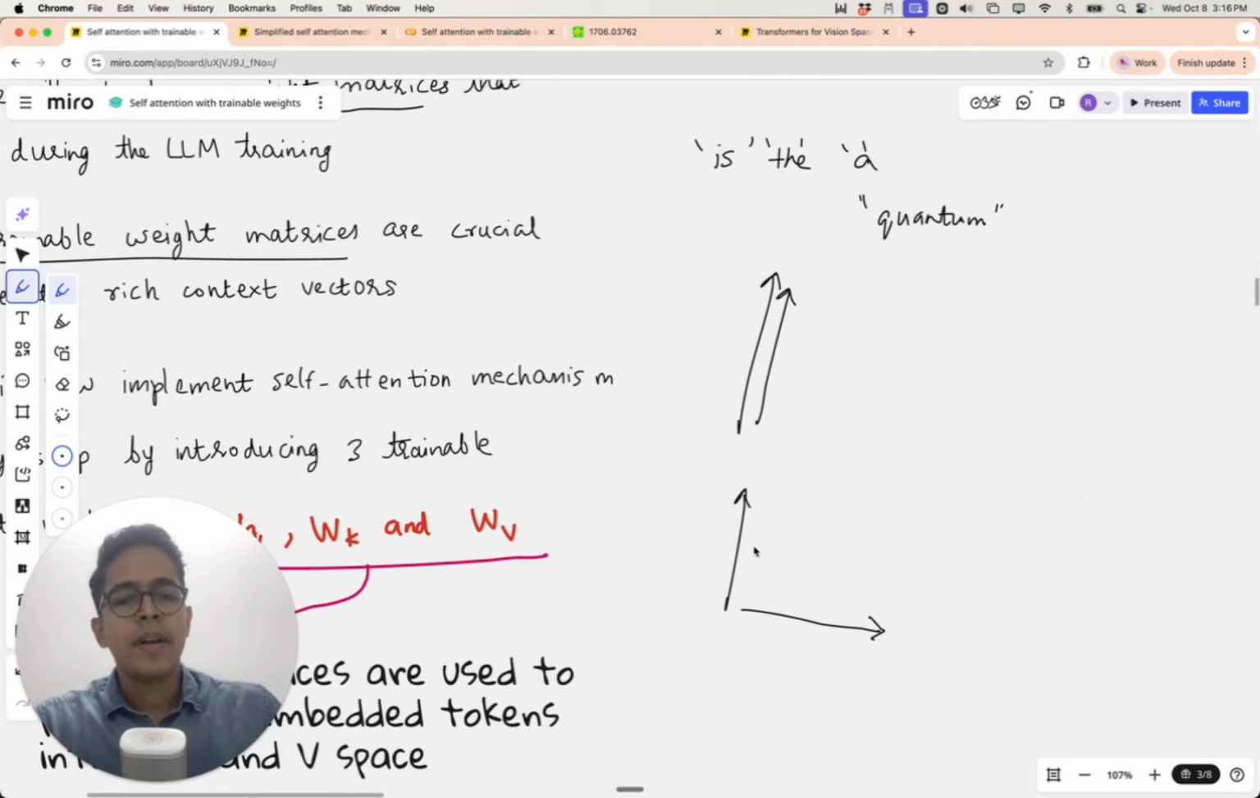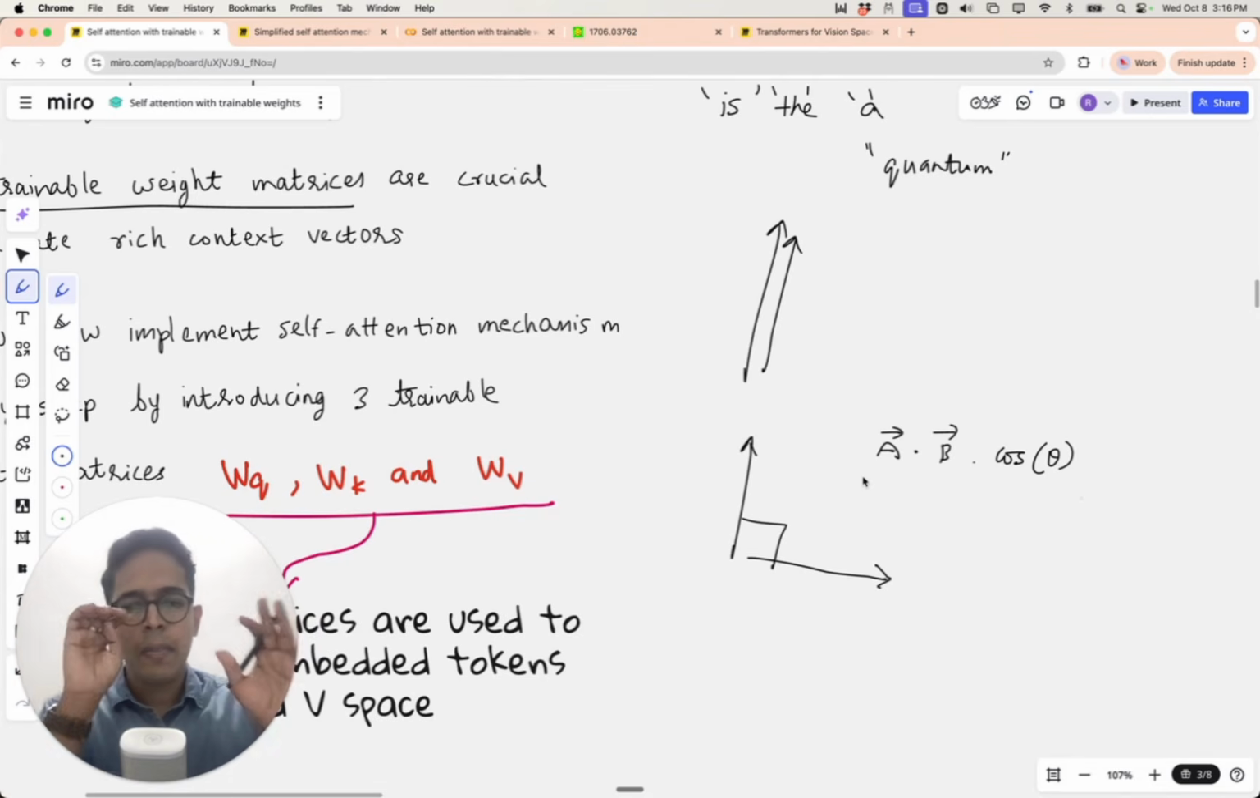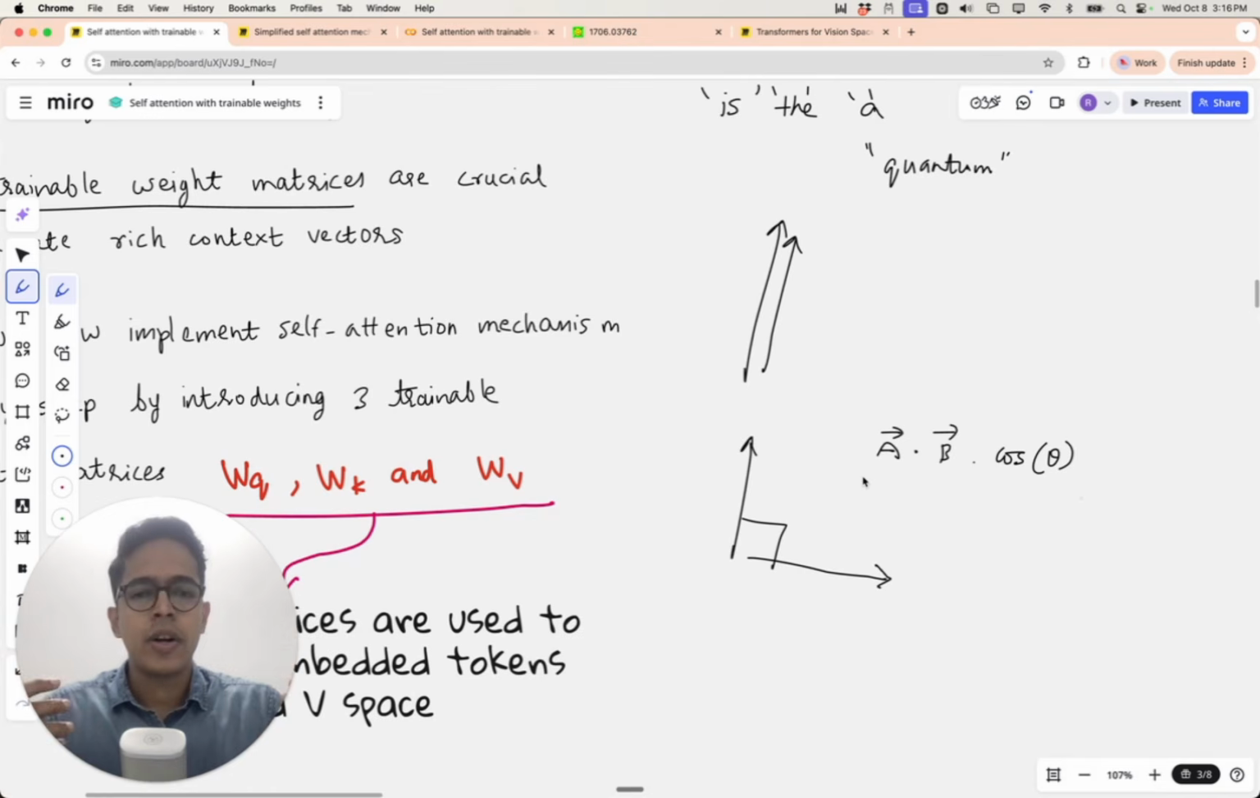Dot product between two vectors that are perfectly orthogonal to each other will be 0, because the dot product will be vector A times vector B times cosine of the angle between them, and cosine of 90 degrees is 0. So this idea makes sense. But the problem here is in the fact that we are taking the direct dot product of the input embeddings. That is where the issue is.